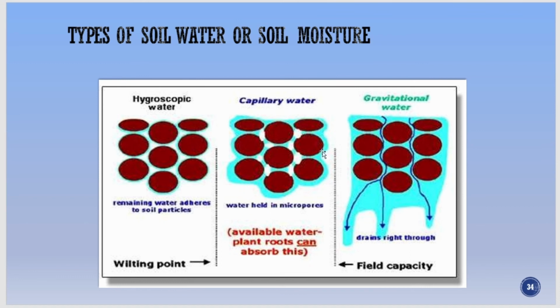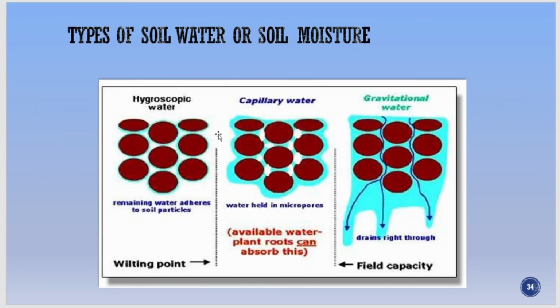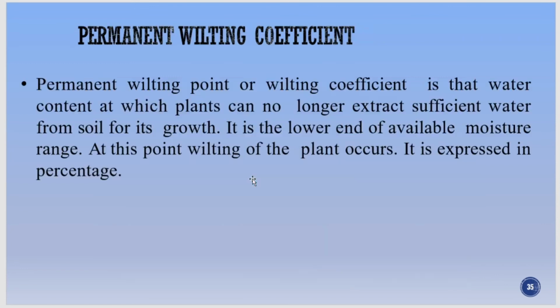Now going to the permanent wilting point, going back to this diagram, you can understand that if the water level is less than the capillary water level, and if the water is only hygroscopic water, the plants will start wilting because plants don't have any water to extract. So this is what we call the permanent wilting point. The plants will no longer have water to extract from the soil, so that amount of water is called the permanent wilting point.